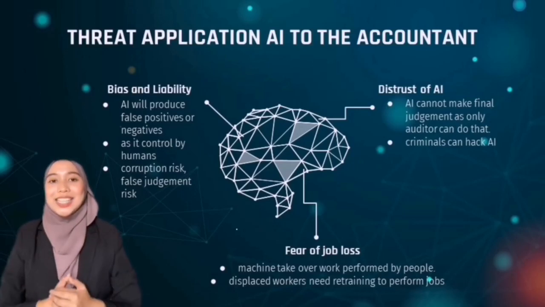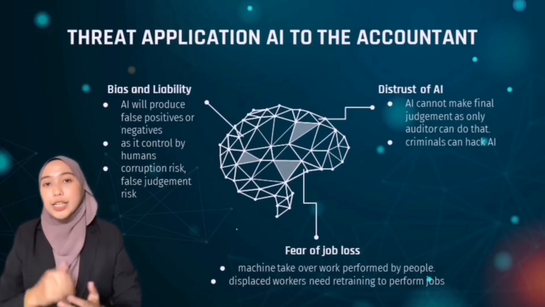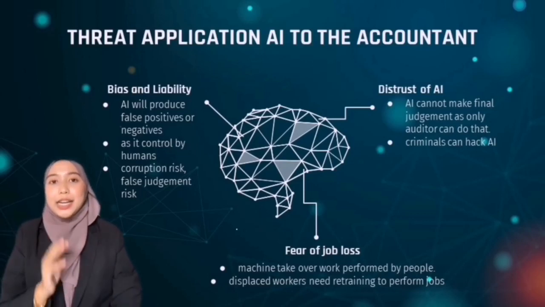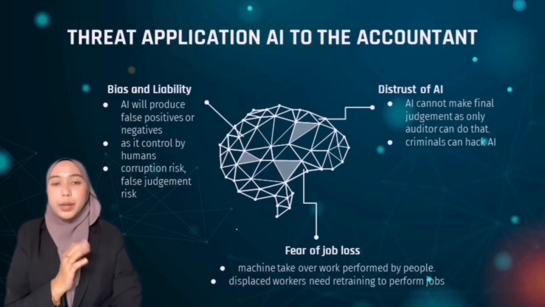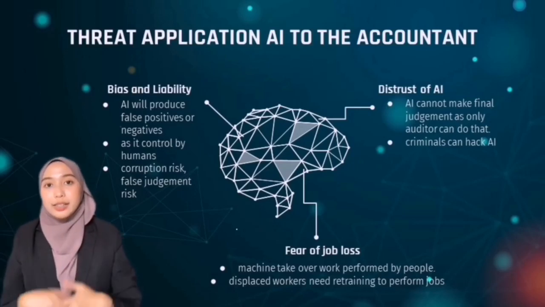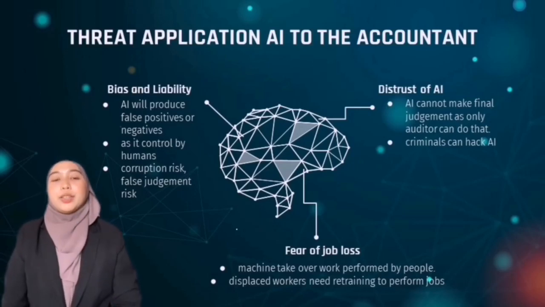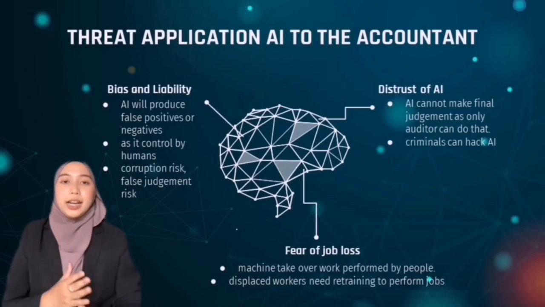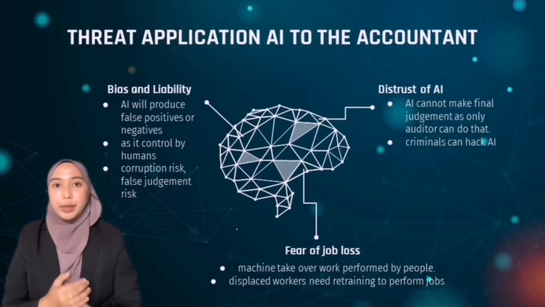The second trend is distrust of AI. AI might be able to predict future cash flow based on historical trends and data, but it is unable to replace the business experience and judgment that a business owner or an accountant can provide. This is because accountants exercise professional judgment and professional skepticism, which machines and AI cannot do.